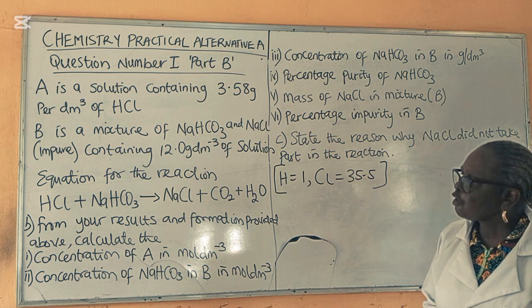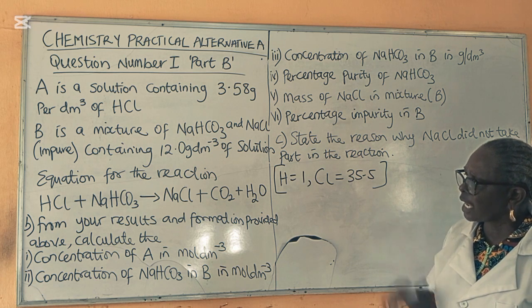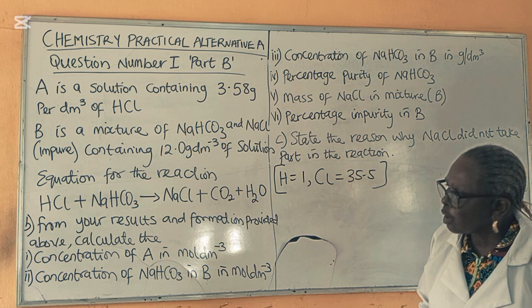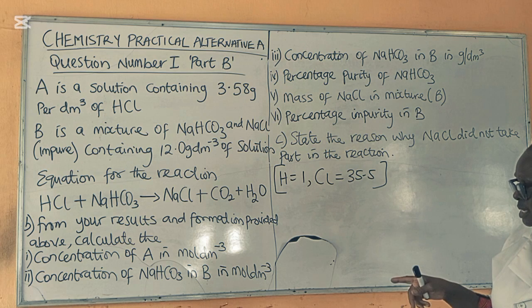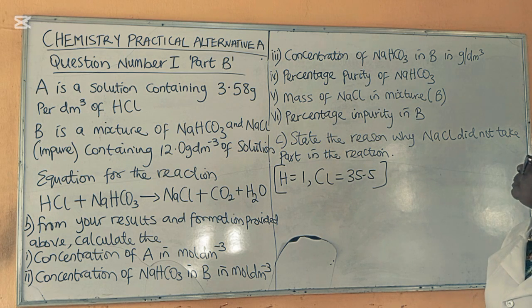Then B says, from your results and information provided above, calculate: Roman figure 1, the concentration of A in moles per dm³. Roman figure 2, the concentration of NaHCO3 in B, because B is a mixture, in mole per dm³. Roman figure 3, the concentration of NaHCO3 in B in grams per dm³. Remember, B is a mixture, which is impure. Then IV, the percentage purity of the base, which is NaHCO3.